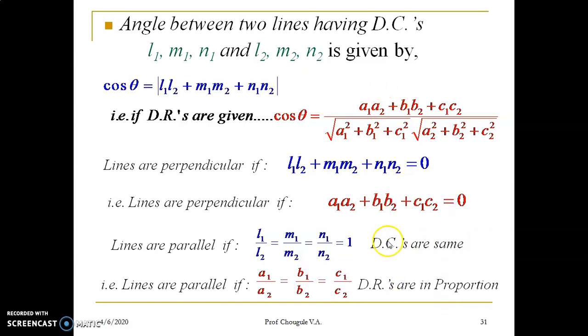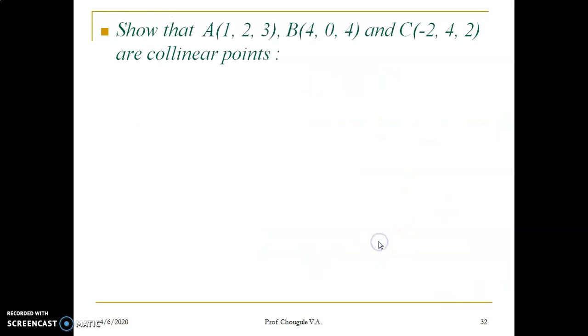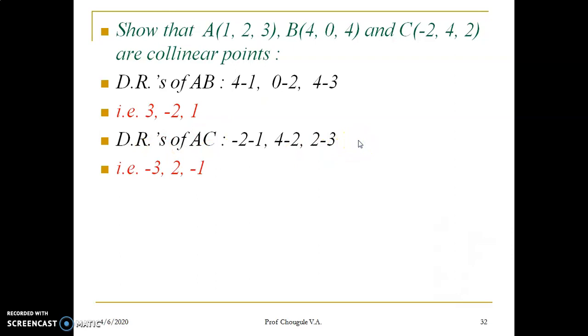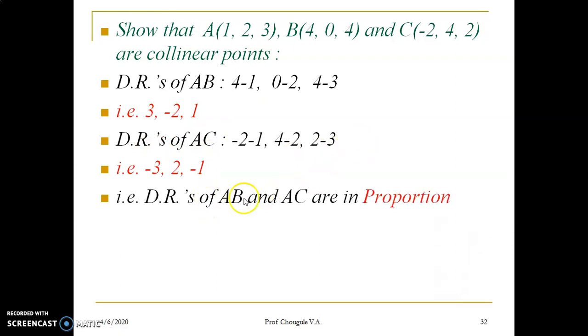Next example: show that these points are collinear. First, the direction ratios of AB are minus 3, minus 2, 1. The direction ratios of AC are again minus 3, minus 2, 1, and therefore the direction ratios of AB and AC are in proportion and hence parallel, and hence A, B, C are collinear. Thank you.